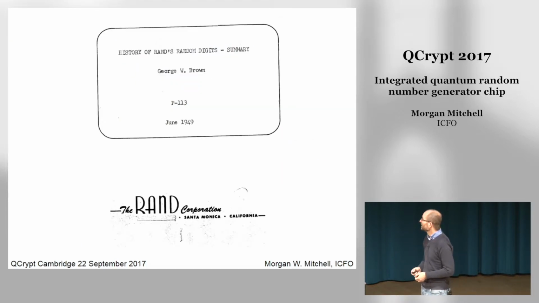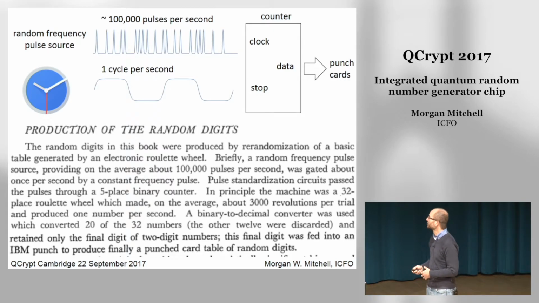Okay. I'm going to go a little bit farther with this. This is the publication P113 from June 1949 by the Rand Corporation that describes how this thing was made, and with this I will illustrate some important topics. So the way that this actually worked was they had a source of pulses that was running at a random frequency. I've not been able to figure out exactly how they made that or why they thought that was random, but let's take that as a resource. So that was producing many pulses per second, but with a random rate.